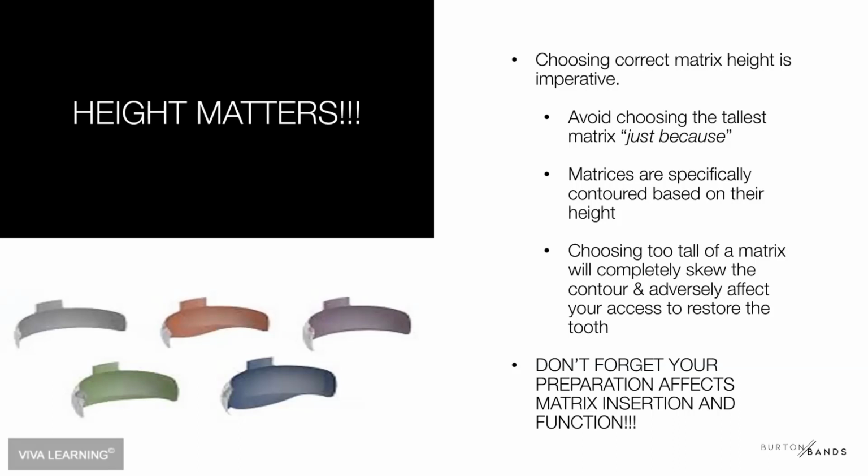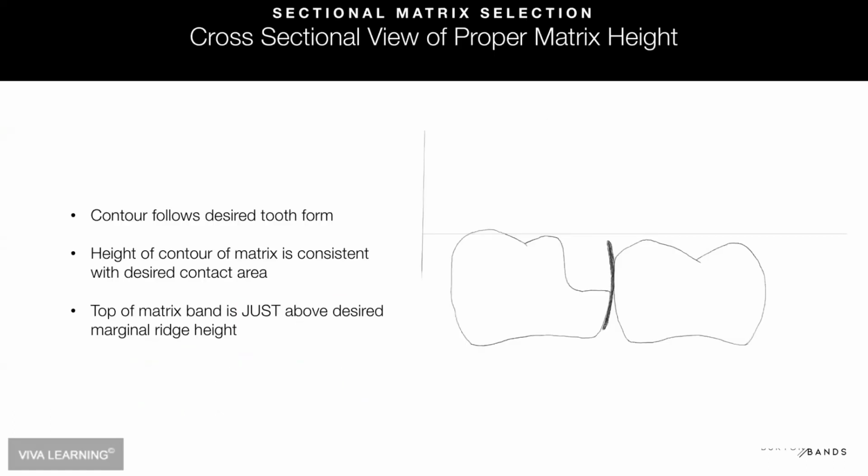So don't use a matrix band that's too tall just because you feel like it's closing the space. These things are contoured specifically for those heights. So it can affect things like your contact point, how much flash you have left over, all those things. So make sure you're taking a moment and choosing the right height. Don't just pick the tallest one.